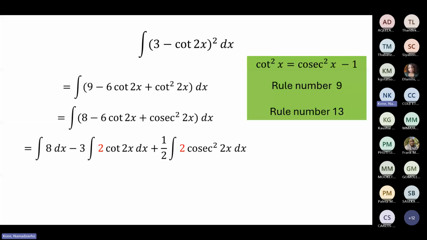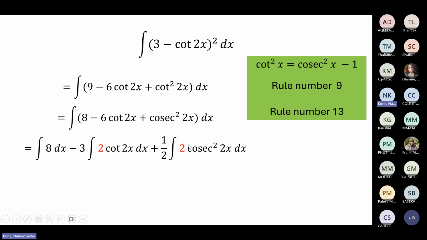Now with the second one, I want to explain why we have split that 6 into the minus 3 and the 2. If you go to rule number 9, you will realize that rule number 9 says that if you want to find the integral of cot of f of x, that cot of f of x must be accompanied by the derivative of f of x. Now, in this case, our f of x is 2x, and the derivative of 2x is 2. That is why I've put that 2 there in red, because in the next step, it will disappear. It will not be there, but then cot 2x will be able to be integrated.